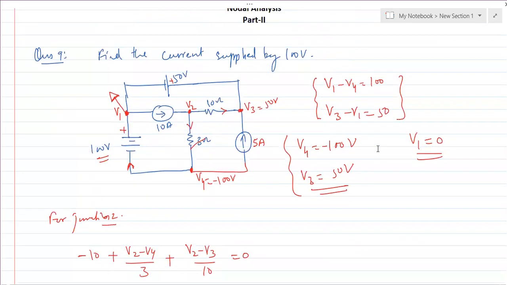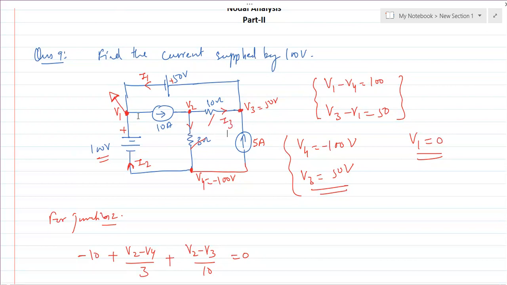Now the current we have to find is the current passing through the 100 volt source. So if I want to apply KCL on junction number 1, I will get 3 currents. One current coming through the 50 volt battery, let us call it I1. One current going through the 100 volts, let us call it I2. One current here passing through the 10 ohm, let us consider I3, right?